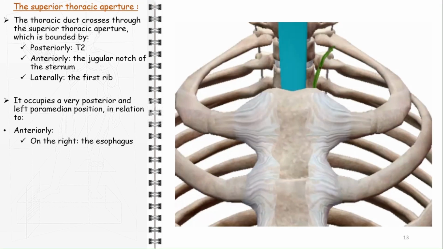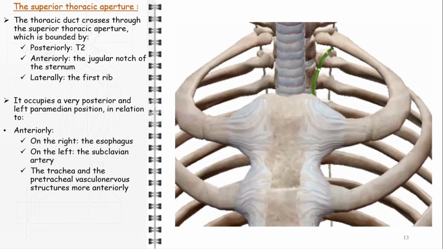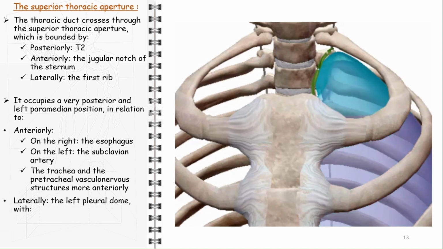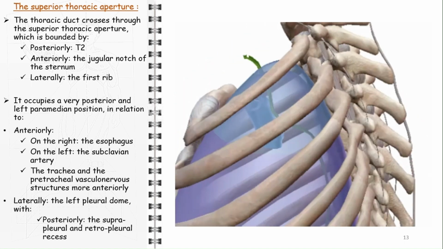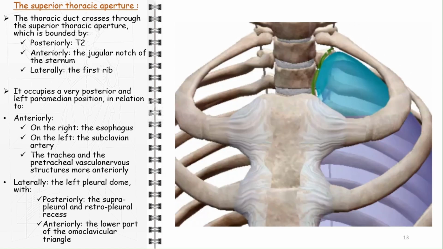Anteriorly, the esophagus on the right, and the left subclavian artery on the left, and the trachea and the pretracheal vasculonervous structures, located more anteriorly. Laterally, the left pleural dome, with posteriorly, the supra- and retropleural recess, close to the thoracic duct, and anteriorly, the lower part of the omoclavicular triangle.